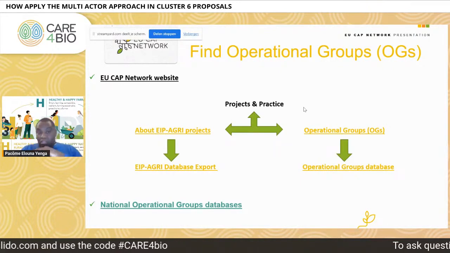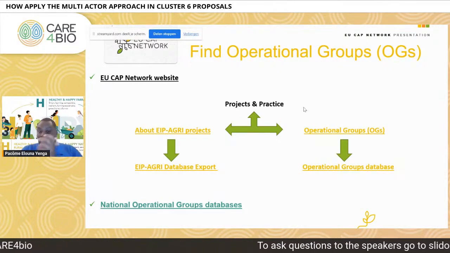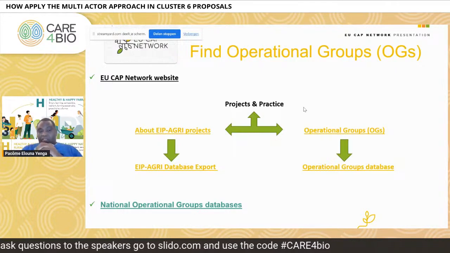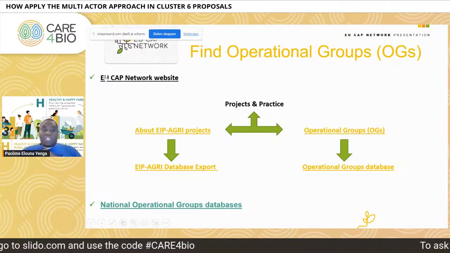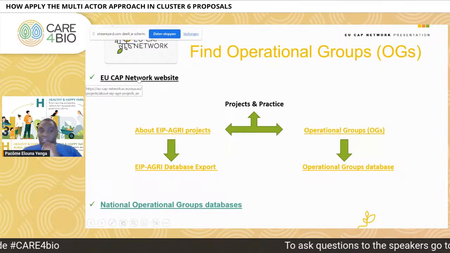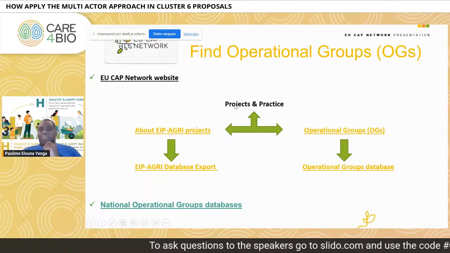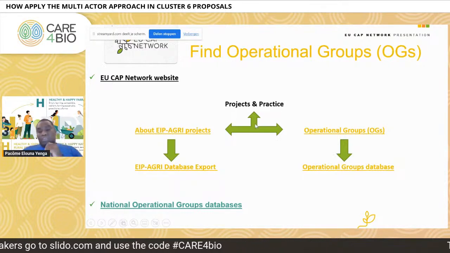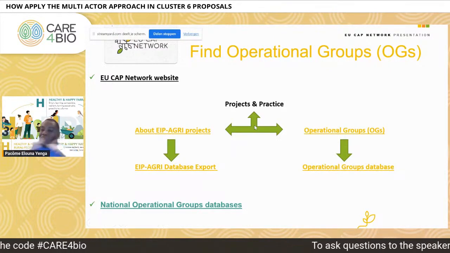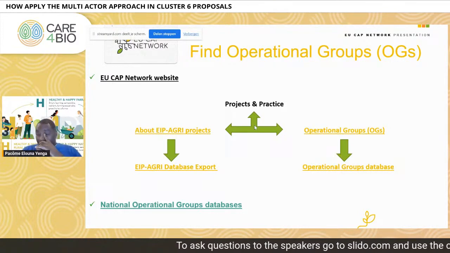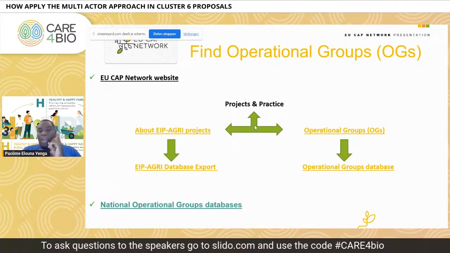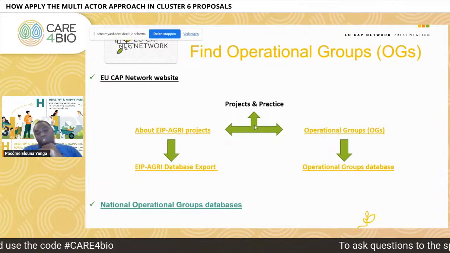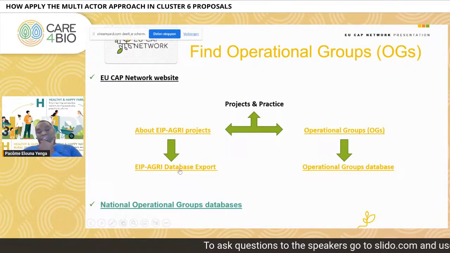Now, key question: where to find operational groups? As I said, I will not send you to the old website, but if you go to the current website, this is a link. When you click on the toolbar, you will see project and practice. If you click on project and practice, you will see a long list of possible sub-pages. There I suggest you click on About EIP Agri. If you click on the title About EIP Agri, you will get an Excel file.